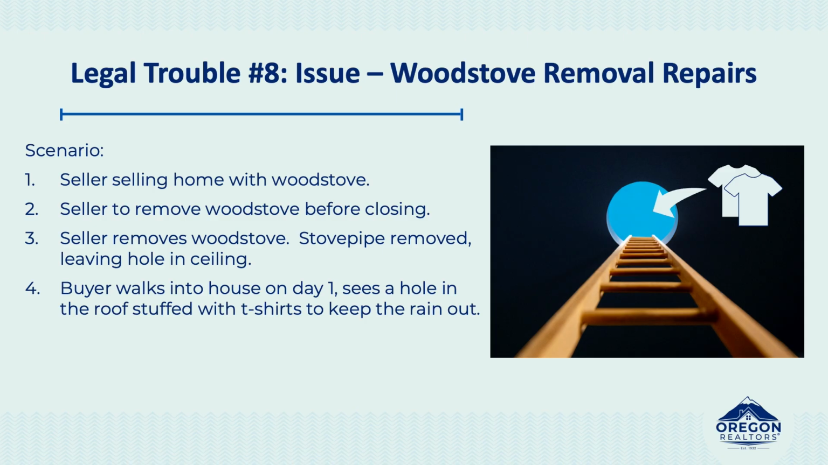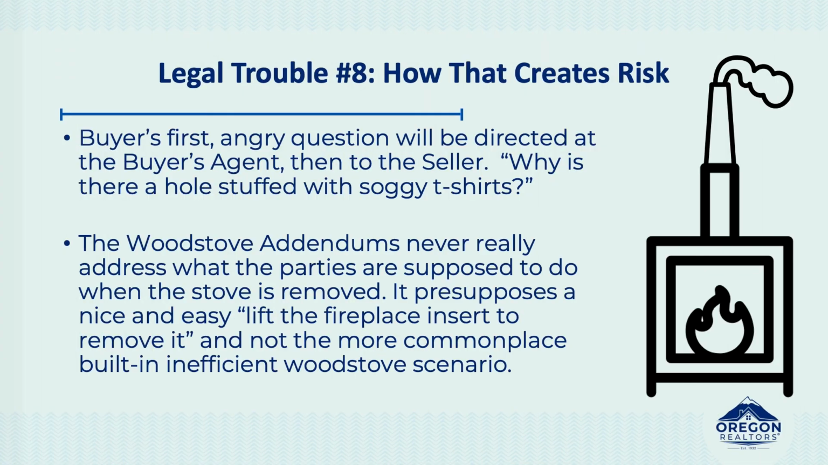The t-shirt hole that's going to very much upset your buyer is a pretty reasonable thing as far as the contract is concerned. So the buyer's first angry question will always be, hey, agent, why is there a hole stuffed with soggy t-shirts in the ceiling? This seems like a huge issue. Well, the wood stove addendum never really addresses what the parties are supposed to do when the stove is removed. It never says when you remove the stove, also fix the hole. Then it doesn't require a fix.